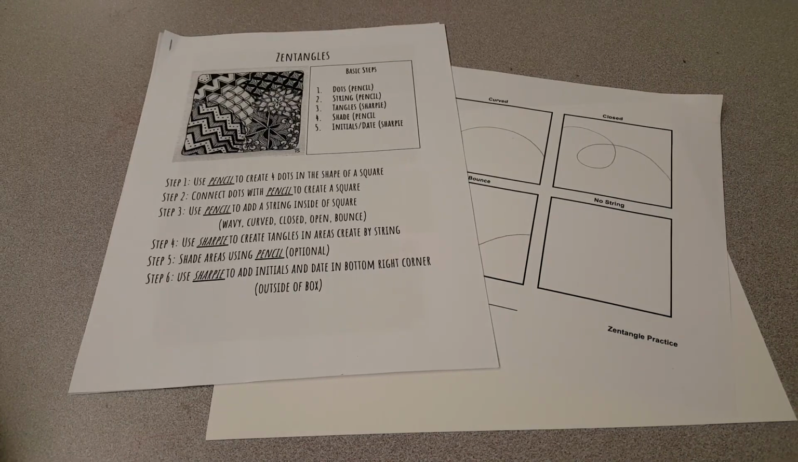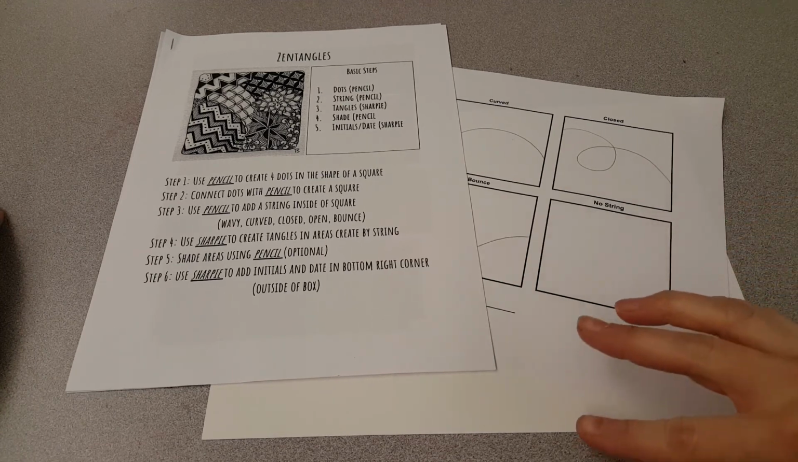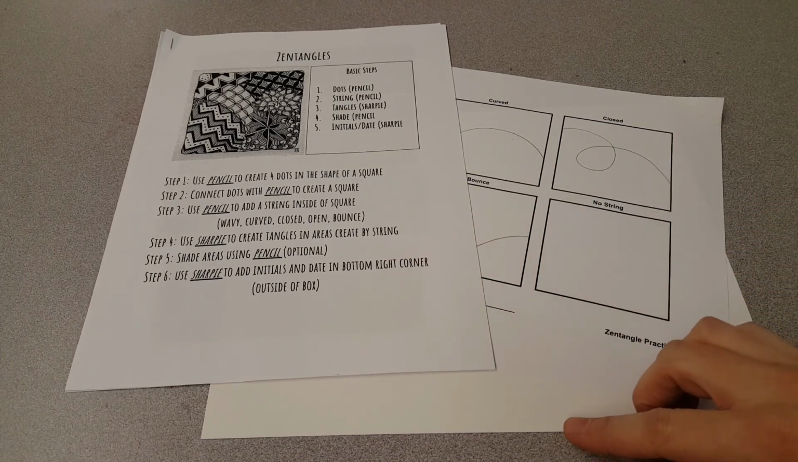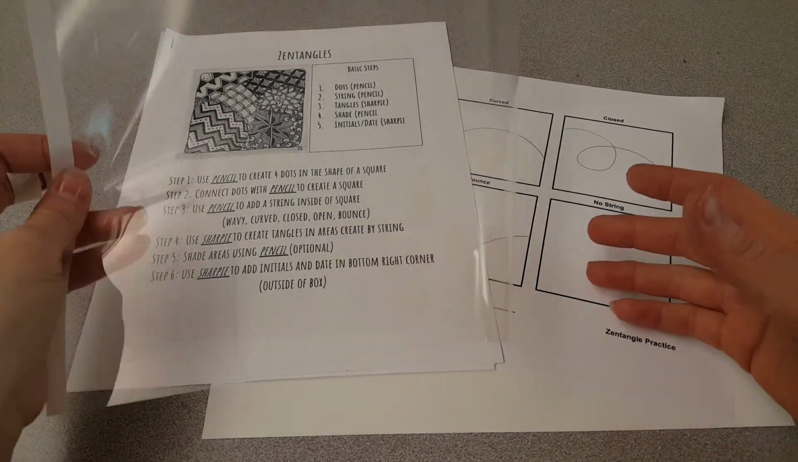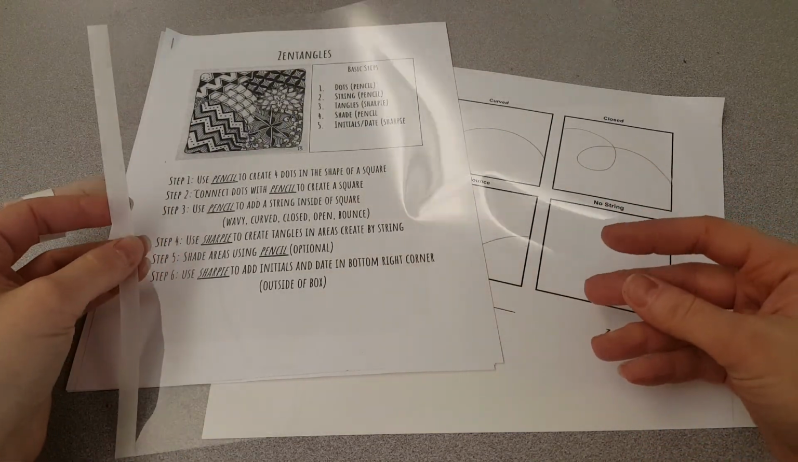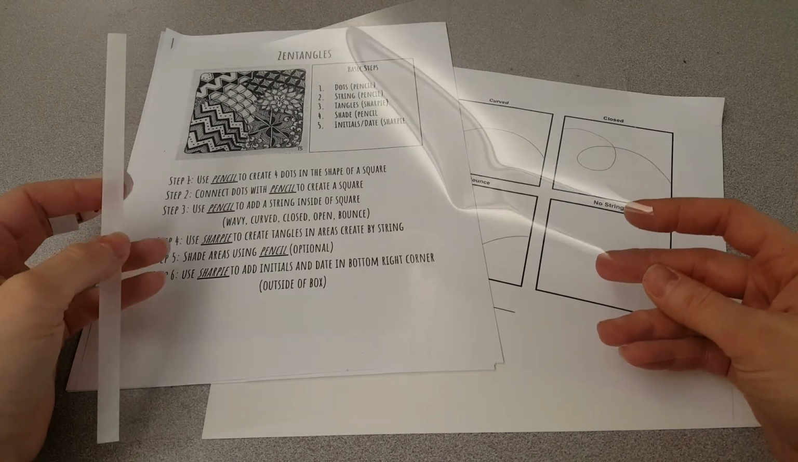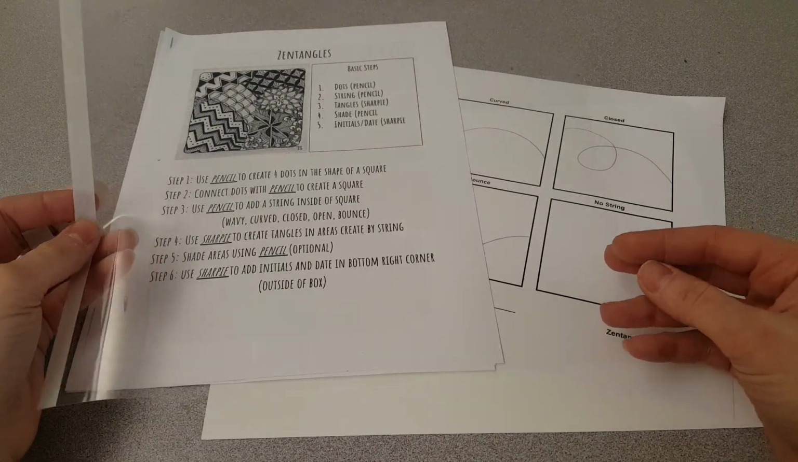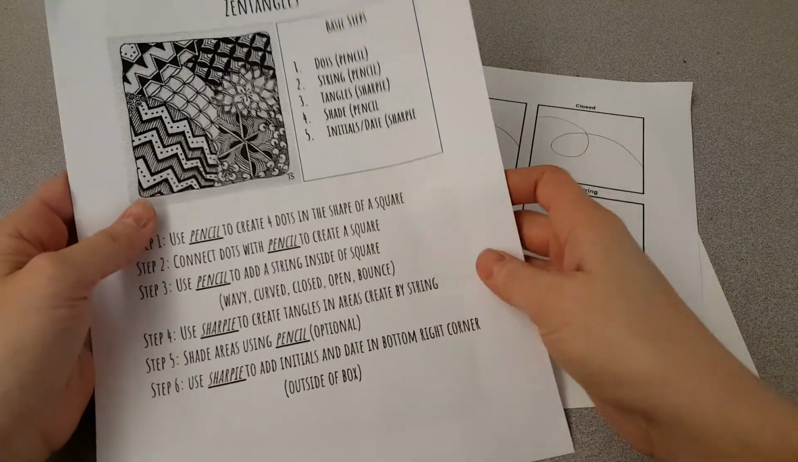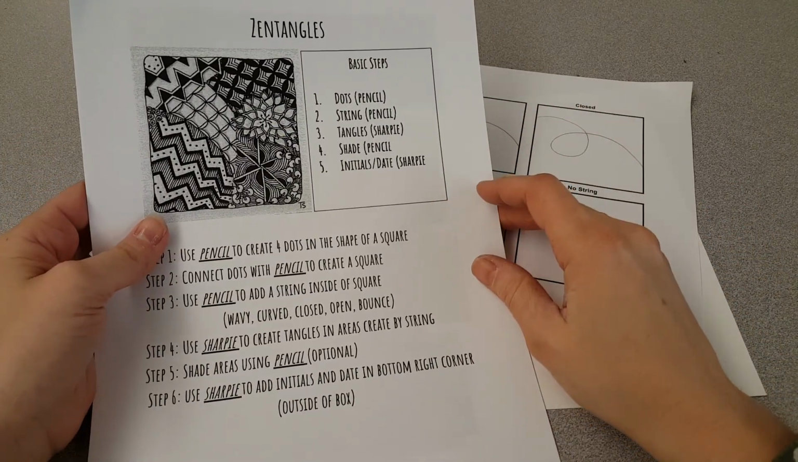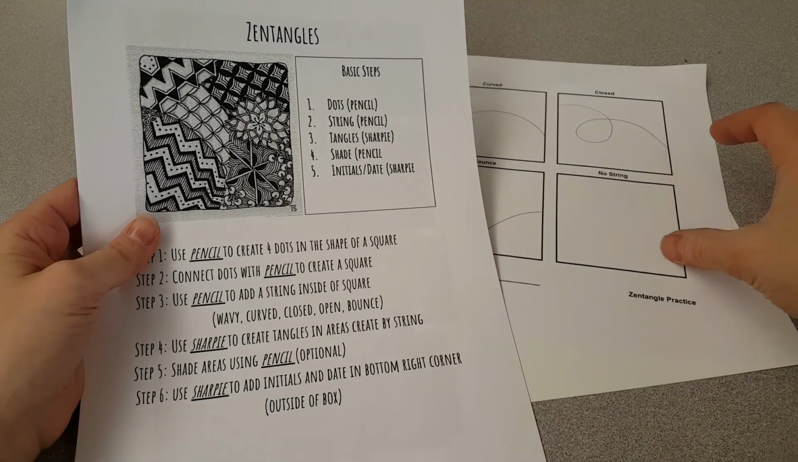Today we are going to start a Zentangle project, and this project is going to have two parts. We're going to have a black and white Zentangle, and we are also going to be doing the same Zentangle on an overhead transparency and putting some tissue paper behind it to create a stained glass effect. So the very first thing that you want to do is look at your handout and look at the basic steps of a Zentangle, and I'm going to walk you through them.